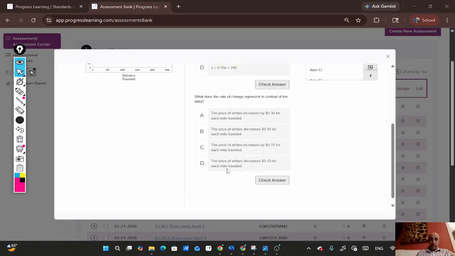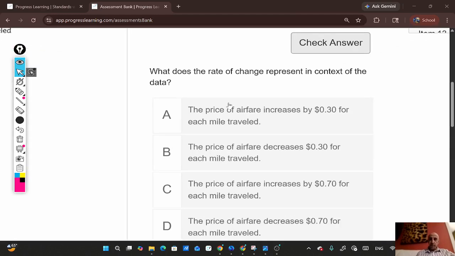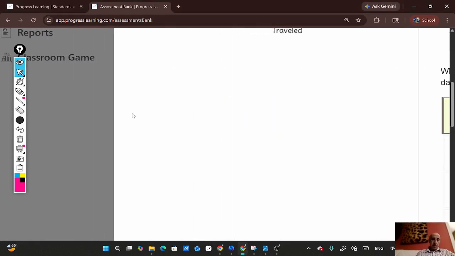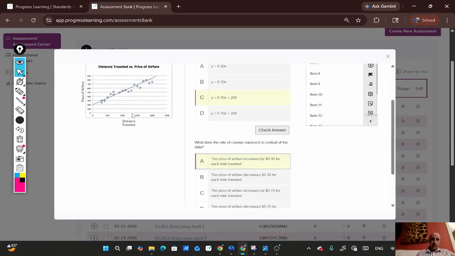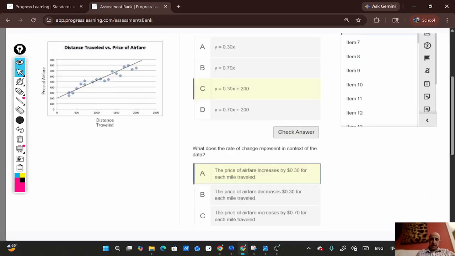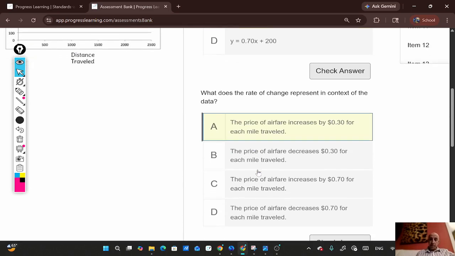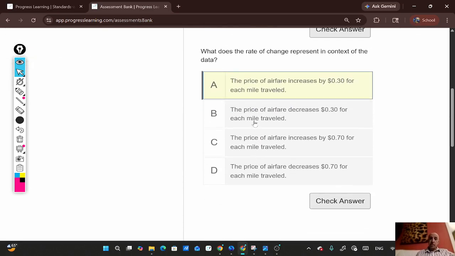So I can see that the first option is right. Let me check again. The price of airfare increases by 0.3 for each mile traveled. This is correct, there is no problem with this. So let's go to B. B, the price of airfare decreases 0.3 for each mile traveled.